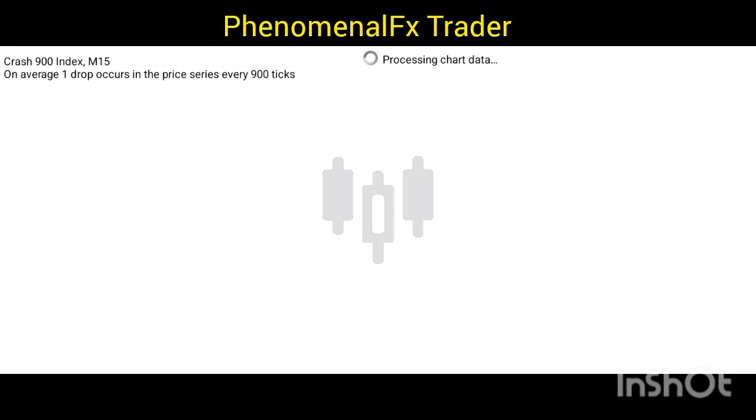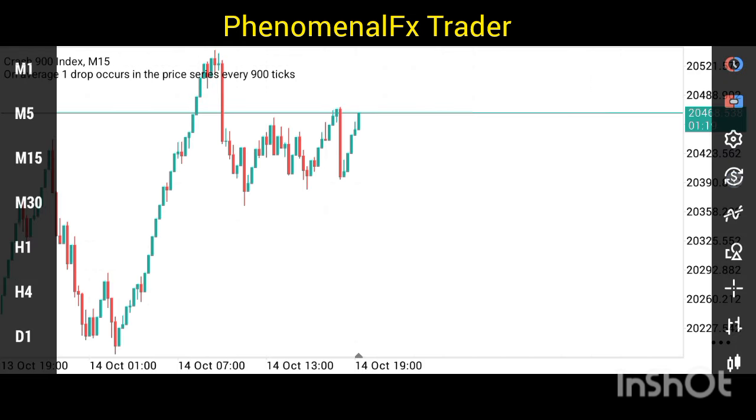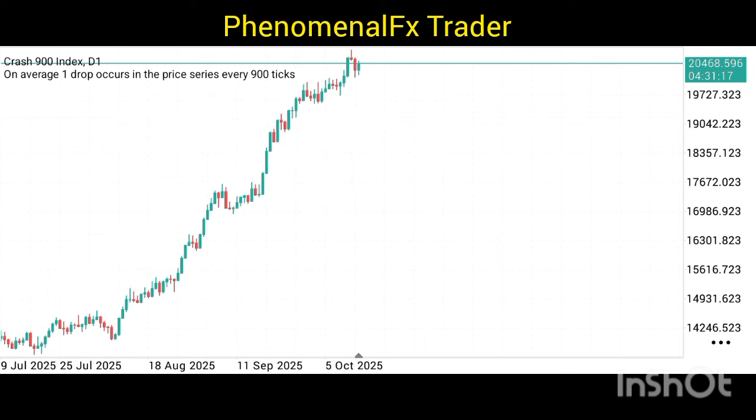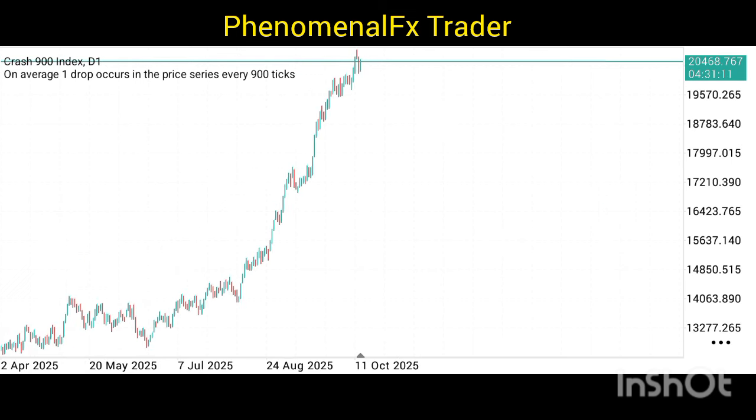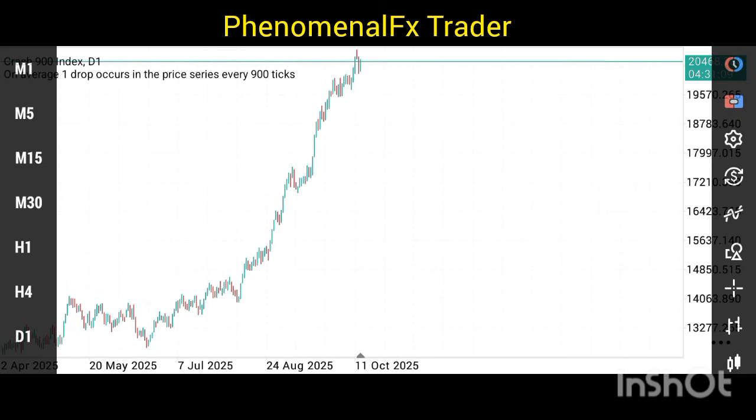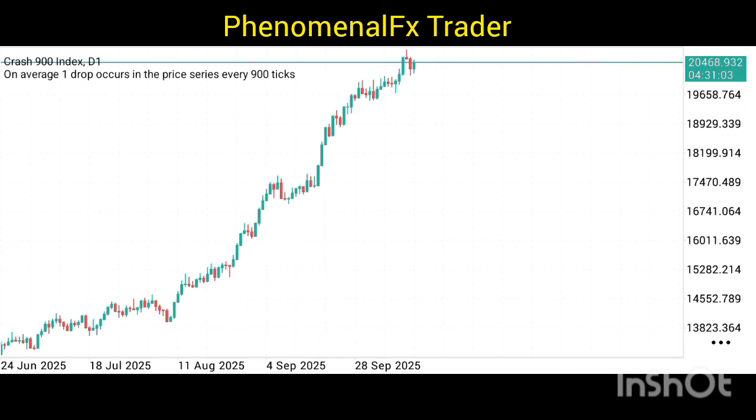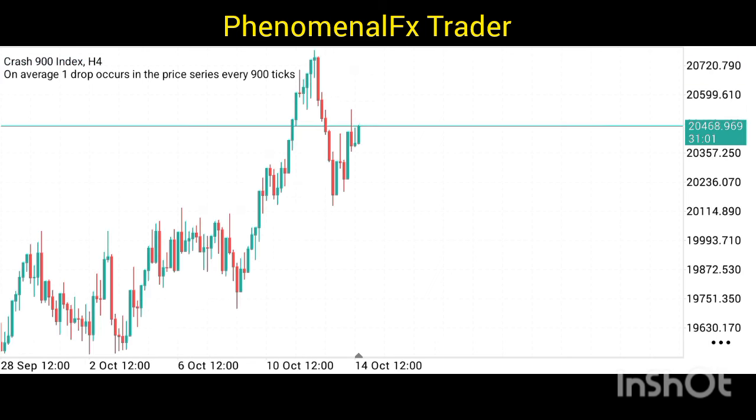One more pair. This is Crash 900 Index. Let's check the daily time frame. This particular pair has been bullish since its inception. It's been bullish and bullish and bullish. So if you find some bullish setups, just make sure you take advantage of it. On the daily time frame, we can't find anything. So we go to the 4 hourly time frame.